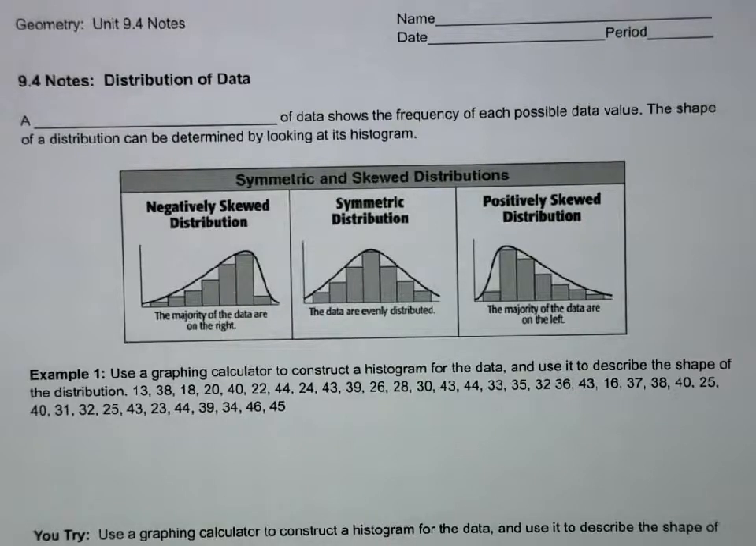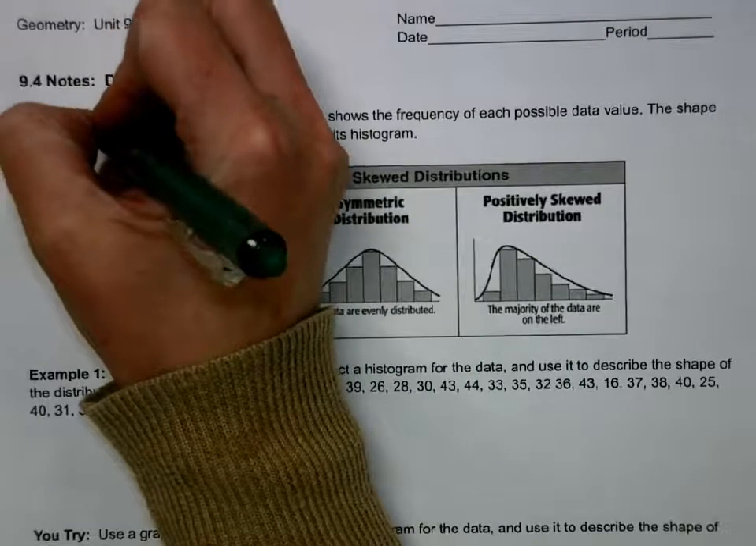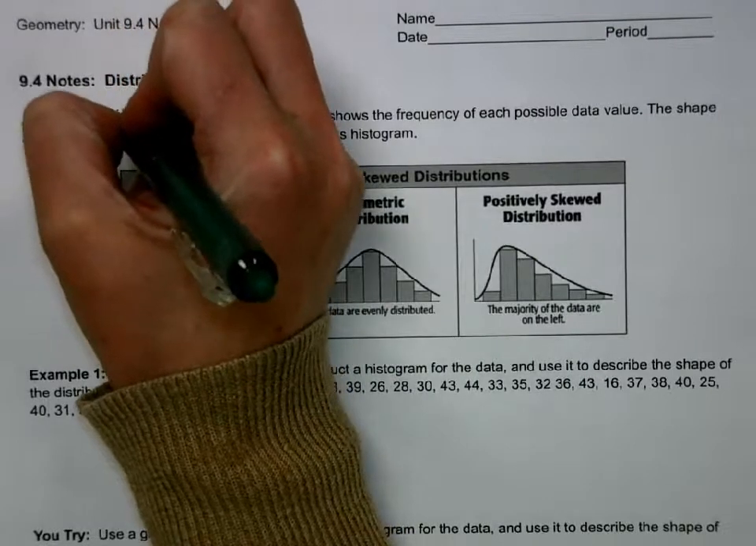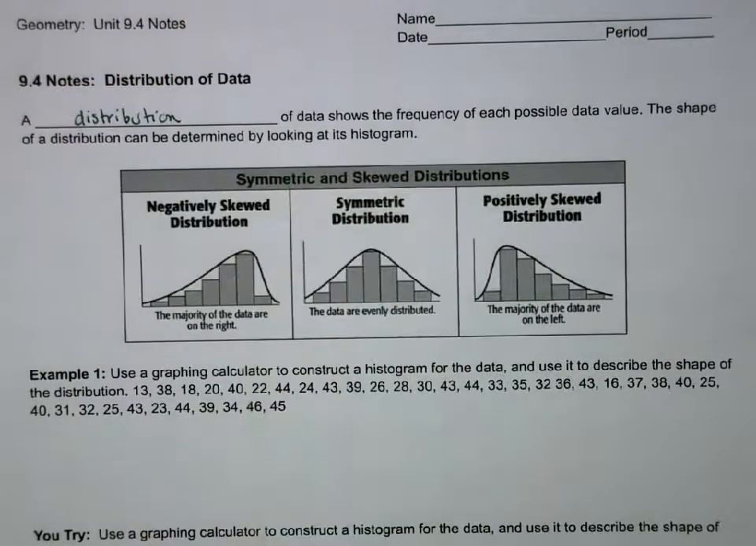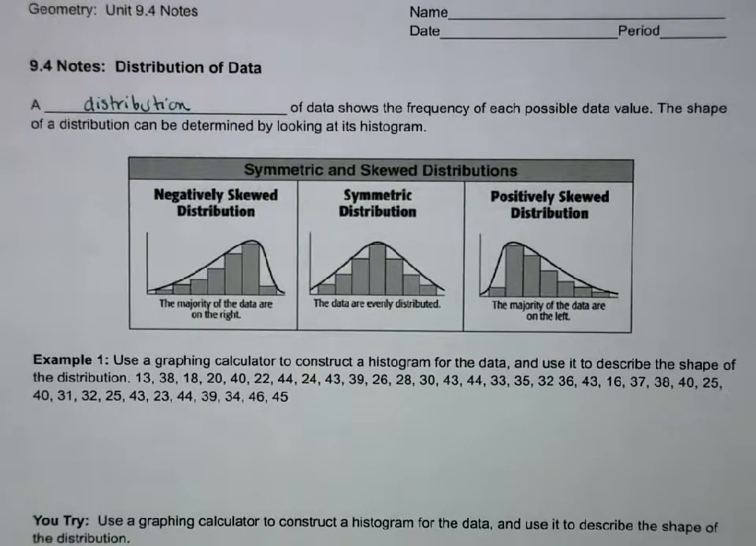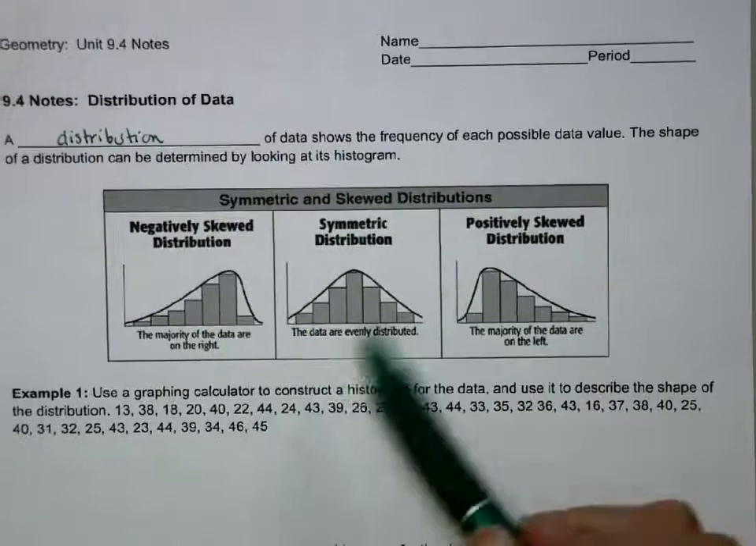Today's lesson is on distribution of data. A distribution of data shows the frequency of each possible data value. The shape of a distribution can be determined by looking at its histogram. So we have different ways it can be presented.